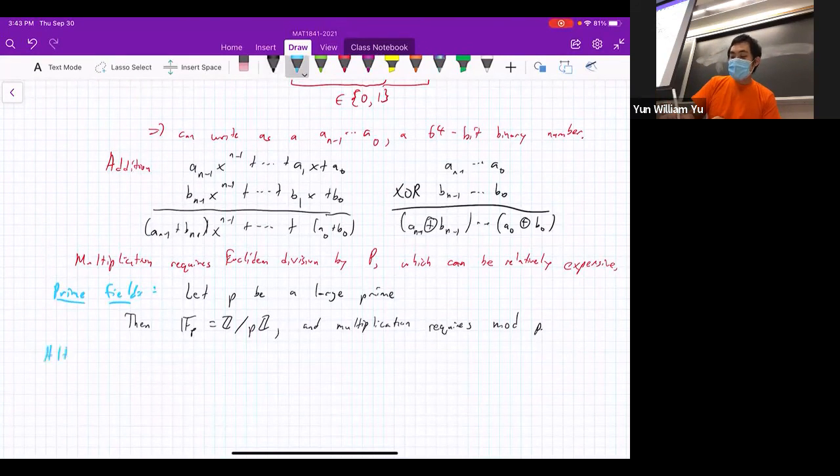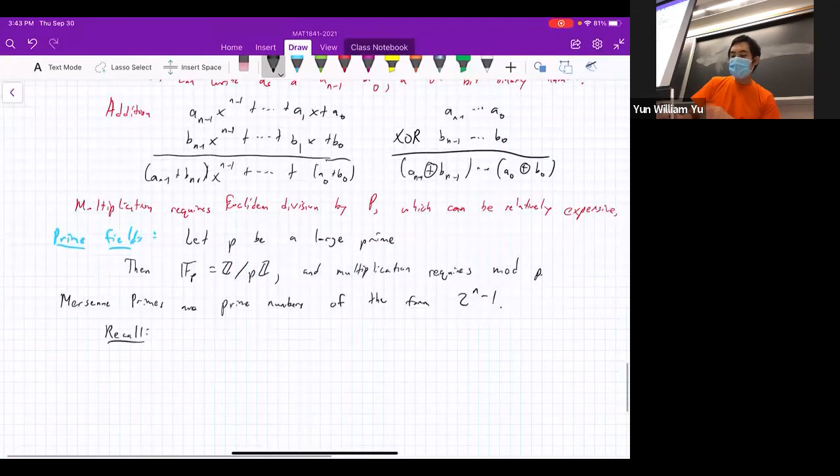That is actually in practice what a lot of people do, because this is really easy to implement and also has some nice computational characteristics when it comes to computing on computers in binary. Mersenne primes are prime numbers of the form 2 to the n minus 1. And if n is composite, so is 2 to the n minus 1.